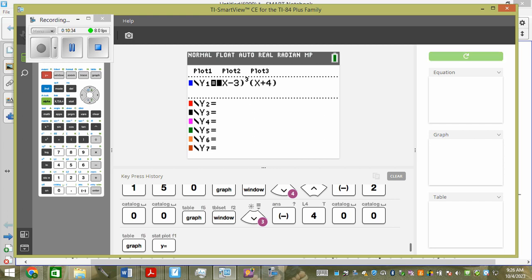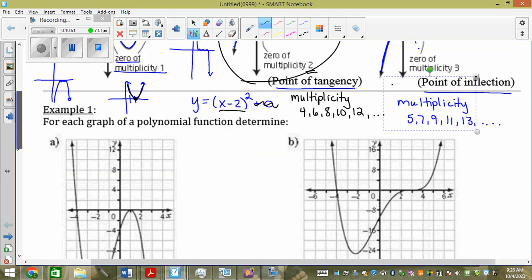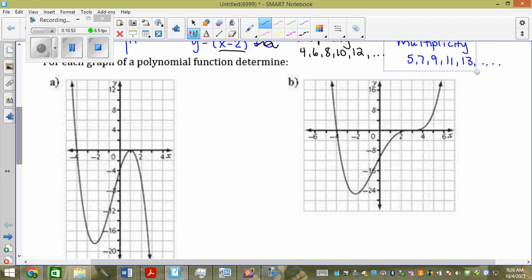Okay. So what we do is we take it and we set our x-intercepts equal to 0 and work backwards. Correct? All right. Let's go back. Here we are. Okay, guys. What do you suppose this graph could be? Degree what?